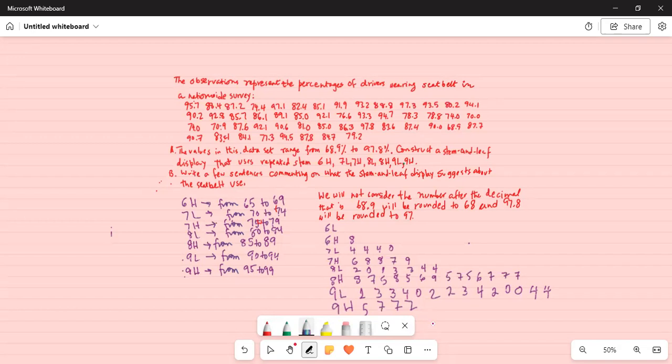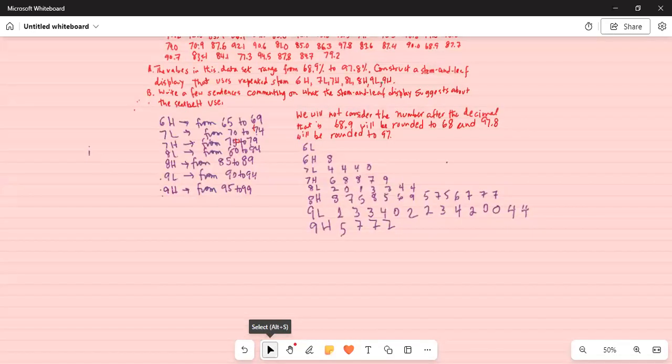So let's look at our stem and leaf table now. The maximum number of entries is in 9 lows: 1, 2, 3, 4, 5, 6, 7, 8, 9, 10, 11, 12, 13, 14. Whereas in 8 high, the number of entries is 1, 2, 3, 4, 5, 6, 7, 8, 9, 10, 11, 12, 13, 14.